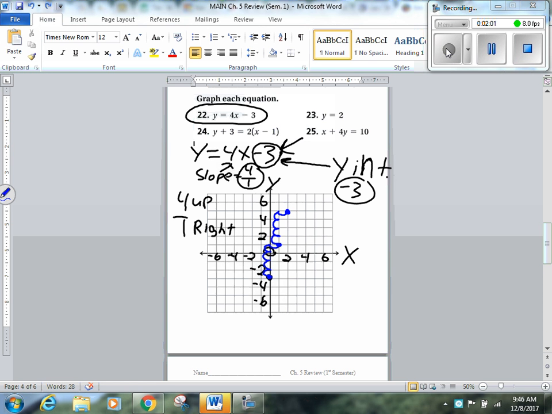Now that I have 3 points on my graph, now I'm going to take a ruler and draw this as straight as I can, going through all those points on the graph. So this is how your graph should look when you finish.